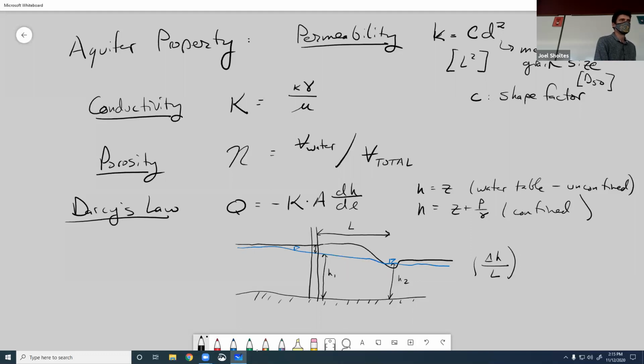Hey, Joel. Yeah. So is permeability like lowercase k and then conductivity uppercase K? Correct. Okay. Yeah, and I don't think we're going to be calculating permeability directly. I just want you to know that conductivity is a function of the permeability and the properties of the fluid. And I should note that the units for conductivity is length per time.